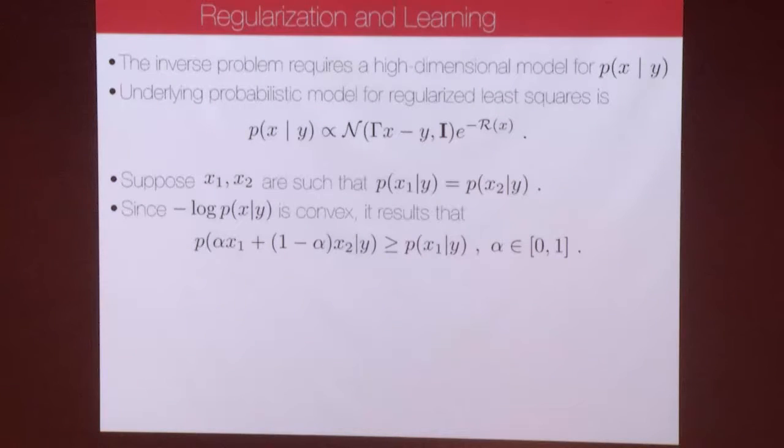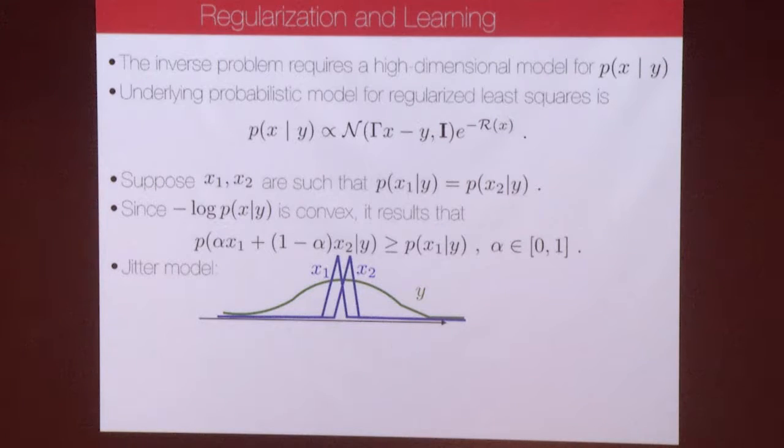So is this appropriate for images? Let's think about a simple model. Here are my observations, and think about a super resolution problem, like a blurring problem. Here I have my observations, and I give you two possible signals that might explain this bump. The inverse problem here is taking a signal and blurring it. These two things seem equally likely to have produced this observation.